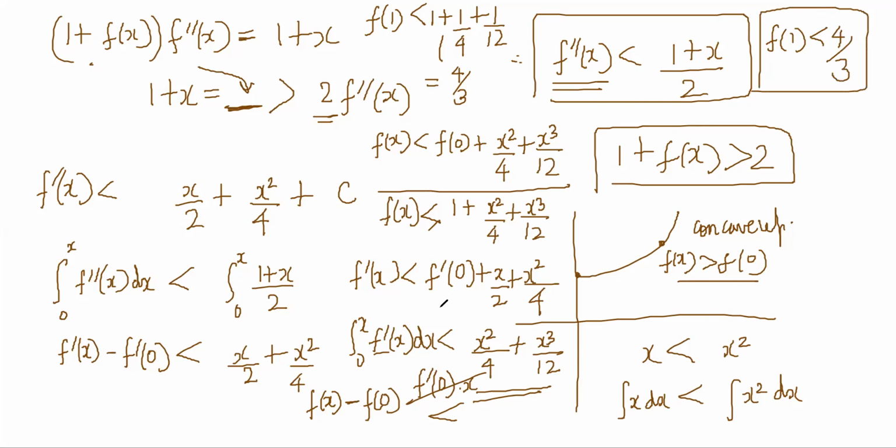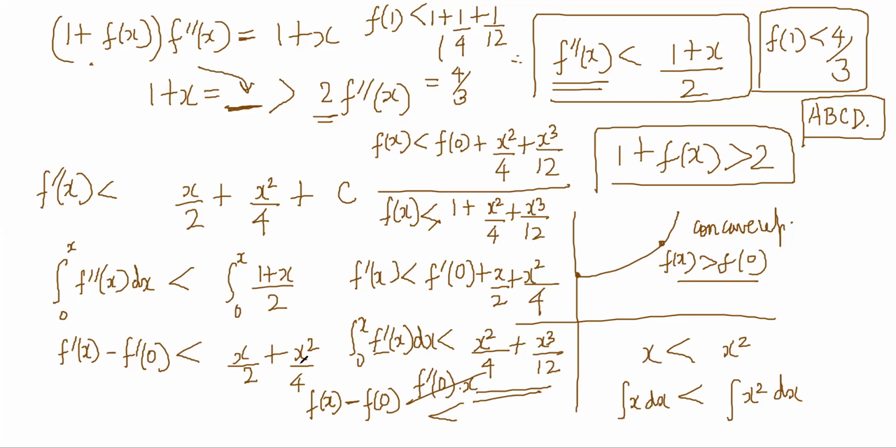And now you can start checking options, which one is correct. See, 4 by 3 is 1.33. Every option is above 1.33. So every option is not possible. Answer is ABCD.